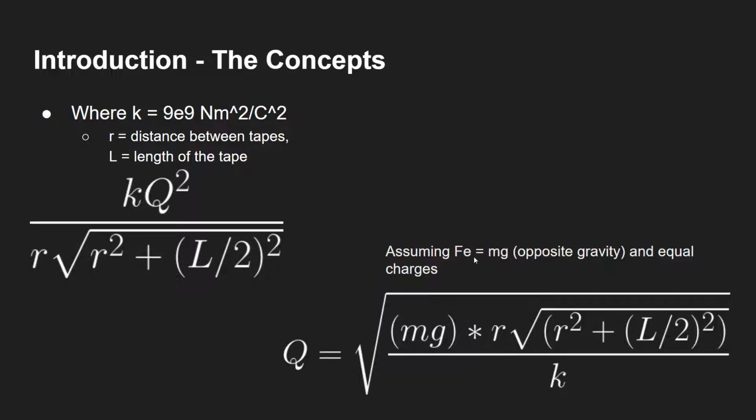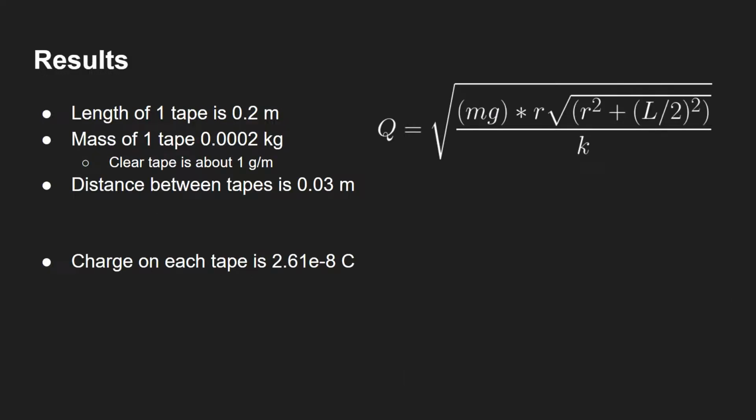Then we assume that the electric force is equal to mg, which is the opposite of gravity, given that we're assuming equilibrium. With equal charges on the two tapes, we can solve for Q by plugging in the electric force mg to find what the charge of the tape is going to be.